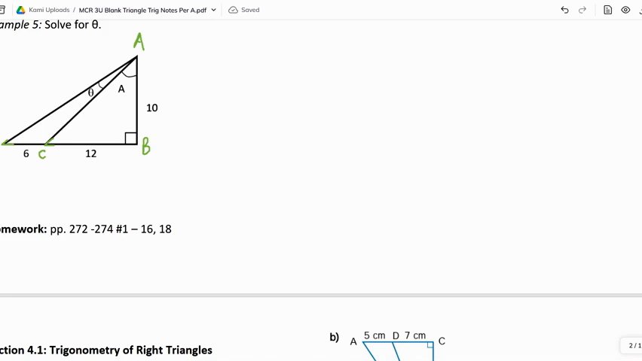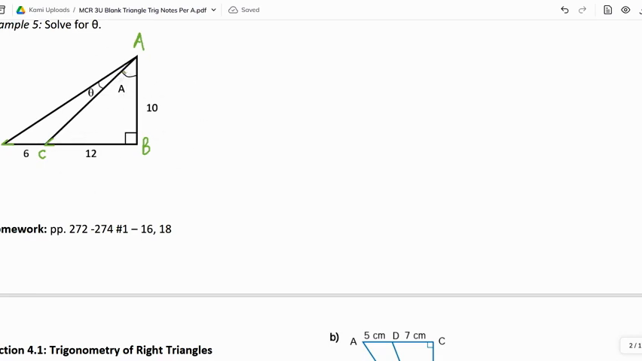All right. So in which triangle should I start? Where do I have more information? ABC or ABD? And why didn't I even say ADC as an option? Not a right triangle. And I'm using primary trig ratios. So I'm going to start in triangle ABC.